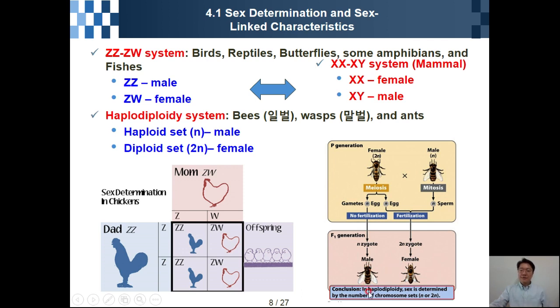So the conclusion is, in haplodiploidy, sex is determined by the number of chromosome sets, for example, N set or 2N set.